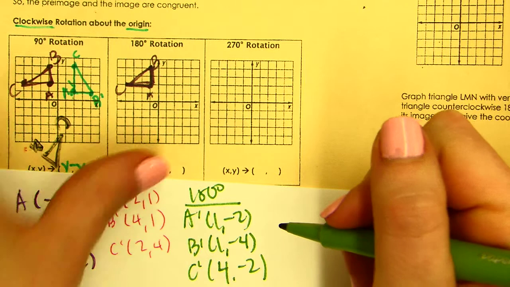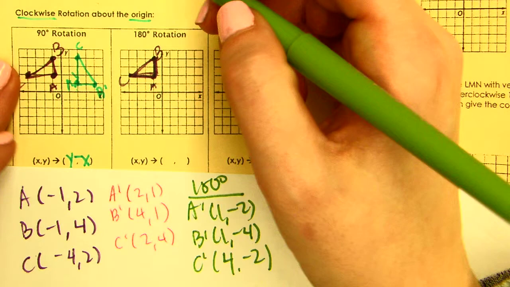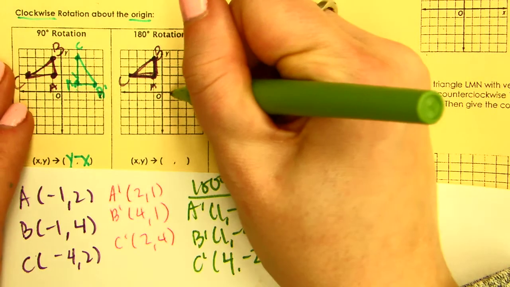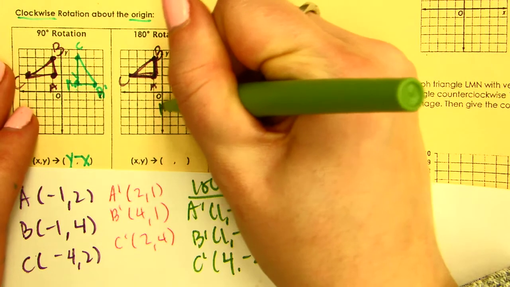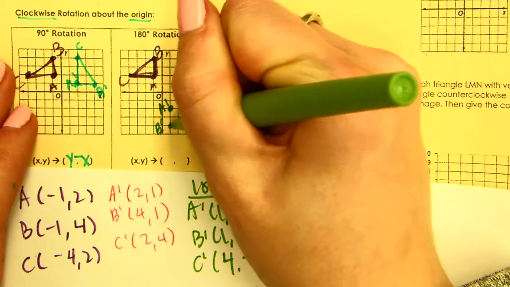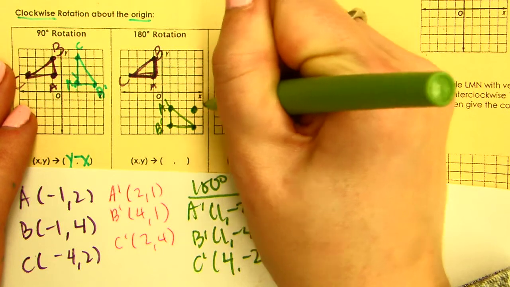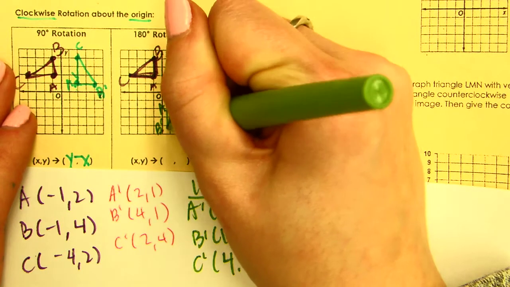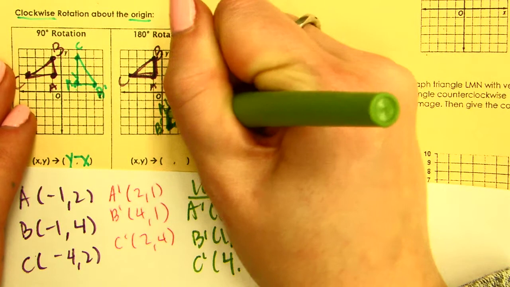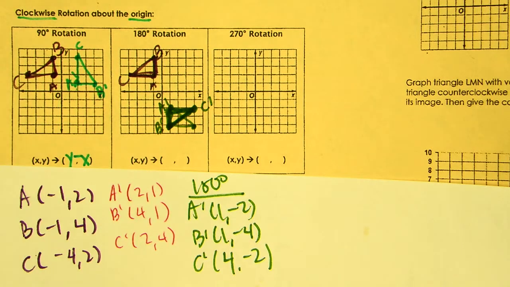And again, I'm going to look for a pattern between my original coordinates and the coordinates after 180 degree rotation about the origin, because I need to see if there's a pattern I can use since I can't use the transparency on the test. So A prime is at 1, negative 2, B prime is at 1, negative 4, and C prime is at 4, negative 2. Whoops, I messed up. C prime is supposed to be here, so disregard that other line. Okay, there we go.